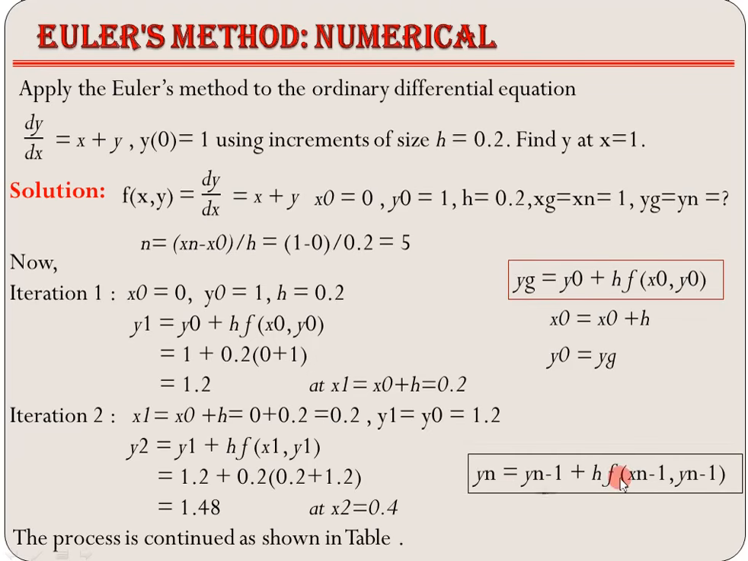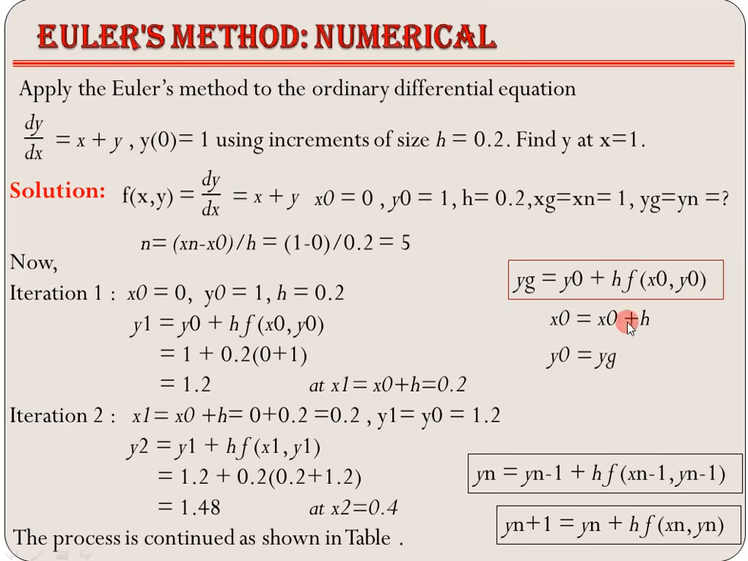So this formula may be used as y_n = y_(n-1) + h times f(x_(n-1), y_(n-1)), or y_(n+1) = y_n + h times f(x_n, y_n). So don't bother about the formula, you need to apply your logic to get the result.